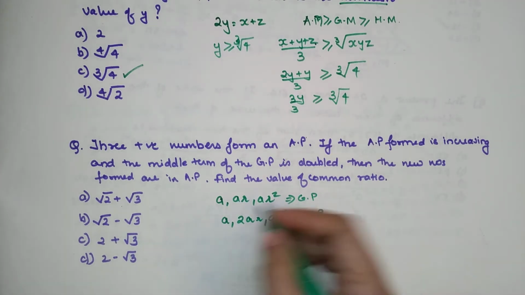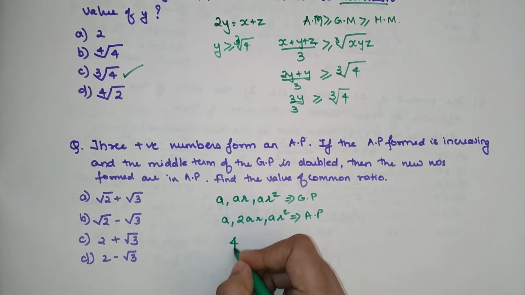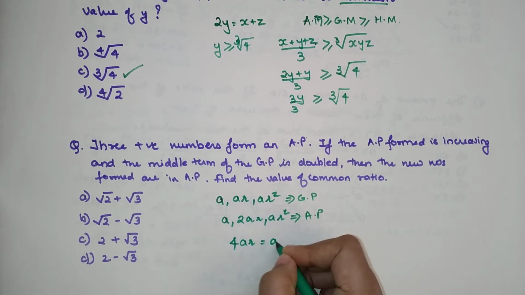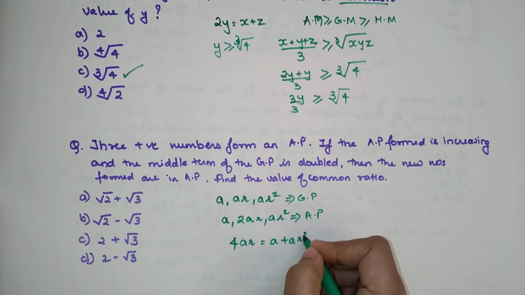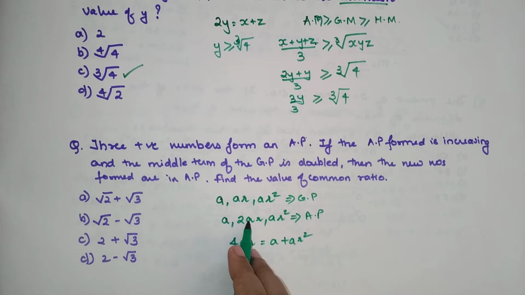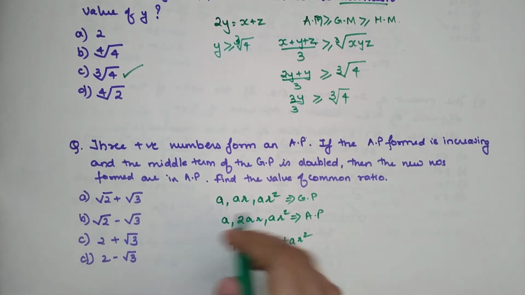Now since they are in AP, I can say that 4AR is equal to A plus AR square. Why? Because 2 times the middle term is equal to the sum of the first and the last term, or the sum of the first and the third term.